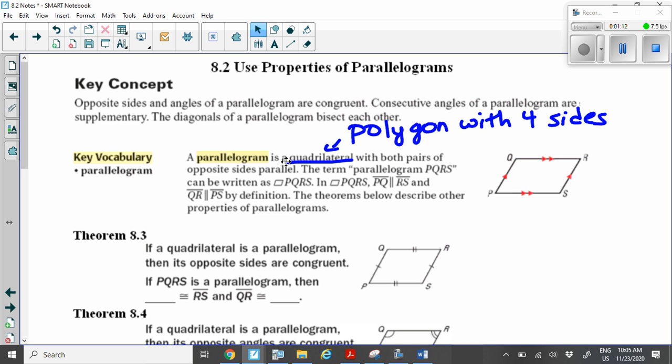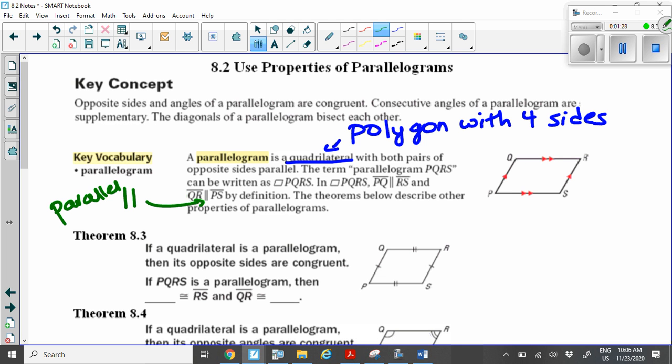And then the term parallelogram PQRS can be written. You see a little shape there, that's fine. And then they kind of show you what parallel. So remember, parallel has the meaning of those two lines. So the two straight up, that means parallel. Okay, now let's talk about the theorem.